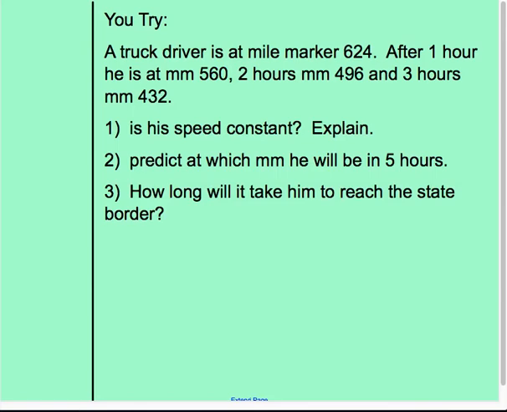All right, so remember with these U-Try problems that you try them before you come to class, so we have that peer instruction time right away when you walk in the door.